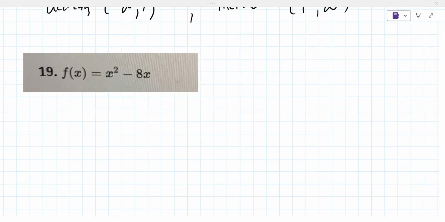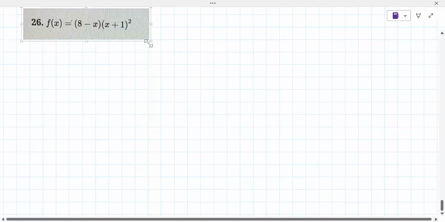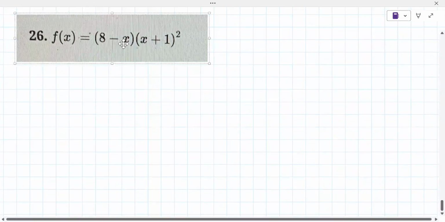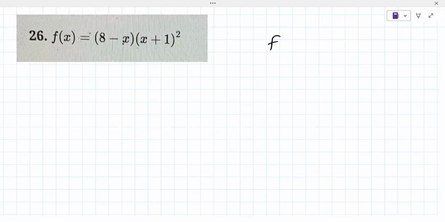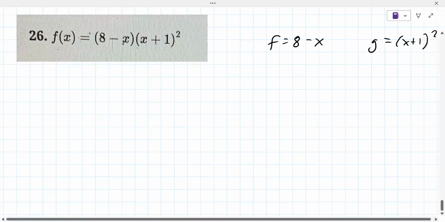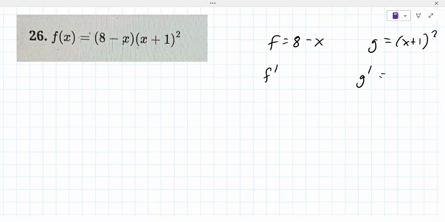Yep, so the only thing different about this one is it's a harder derivative. 26 is a product rule derivative, but within the product rule, there's a chain rule, meaning over here on the right. So if your f is 8 minus x, and your g is x plus 1 squared, give me the derivatives f prime and g prime here if you can. f prime is just going to be -1, and g prime.